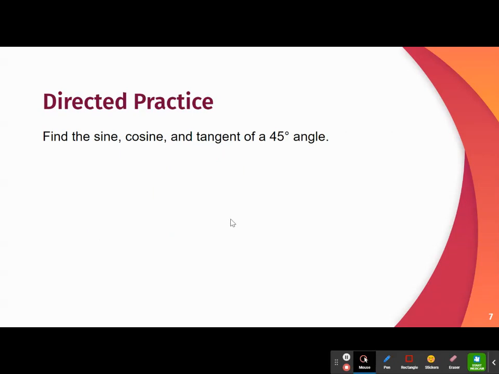All right, it says find the sine, cosine, and tangent of a 45-degree angle. Notice there's no triangle, so the first thing I would recommend is that you draw a right triangle.